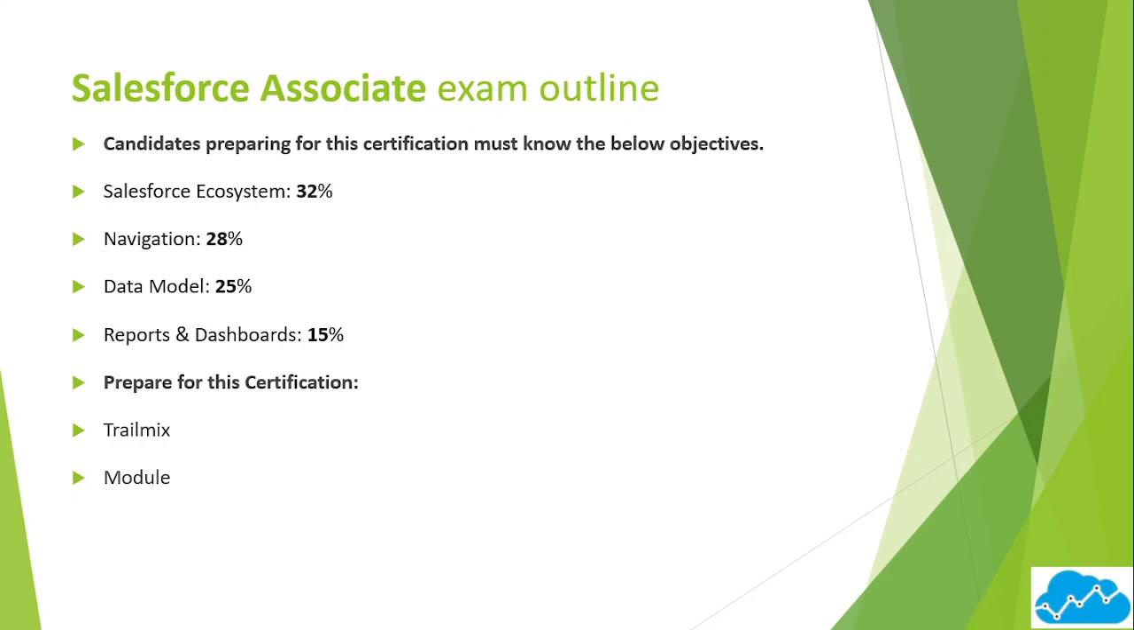Next, we are seeing navigation, 28%. Navigation is important for Salesforce to perform any task or process. So it identifies how a user can locate and access necessary information, and identifies where Salesforce customization takes place.